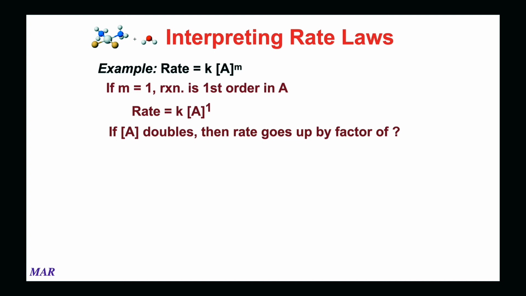And if you double the amount of A, you will double the speed of the reaction, because A to the first would be 2 to the first power. Anything to the first power is just itself, so 2 to the 1 is 2. So if A doubles, the rate will double. If A triples, 3 to the first would be 3, then the rate would go up by a factor of 3. On the other hand, if you halve the concentration of A, so you go from like 0.5 molar to 0.25 molar, then it would be like 1/2 to the first power. Your rate would go down by 2.